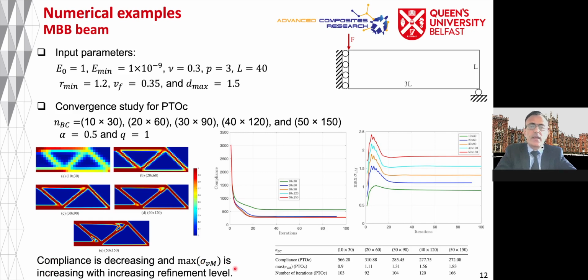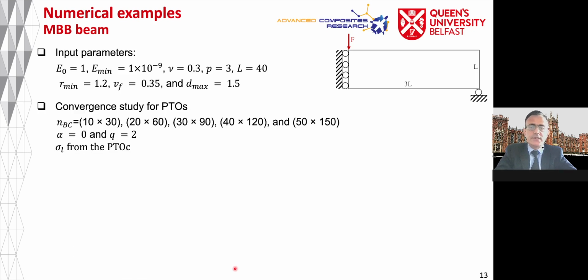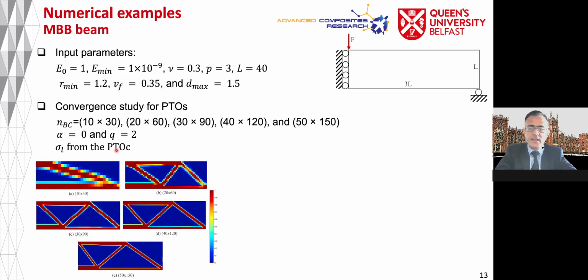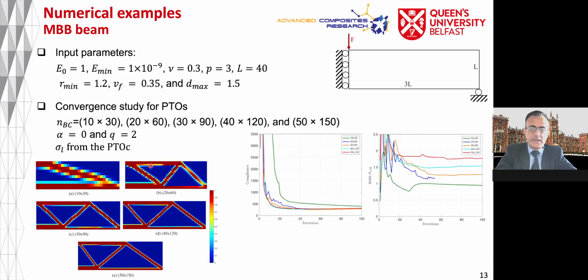And now for the PTOS case, we are using the same refinement levels, but here we are using alpha equal to 0 and Q equal to 2. And sigma L, we are using from the previous PTOC cases. These are the optimized geometries, and these are the compliance versus iteration and the maximum von Mises stress versus iteration plots.